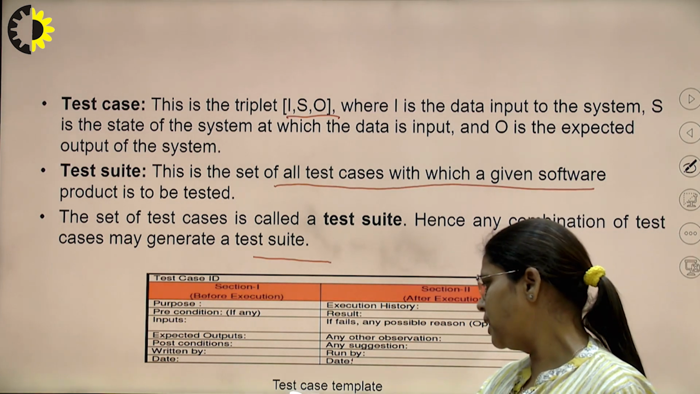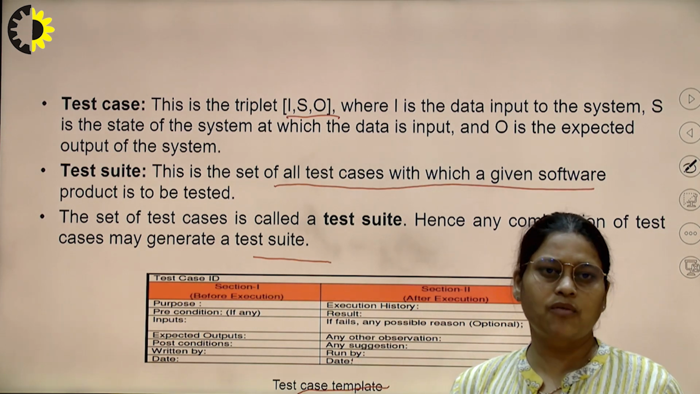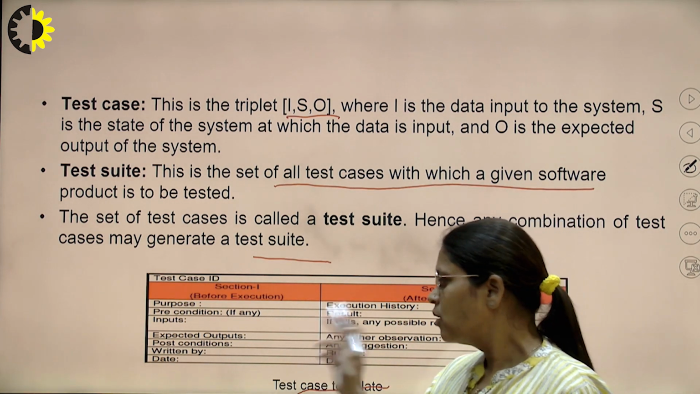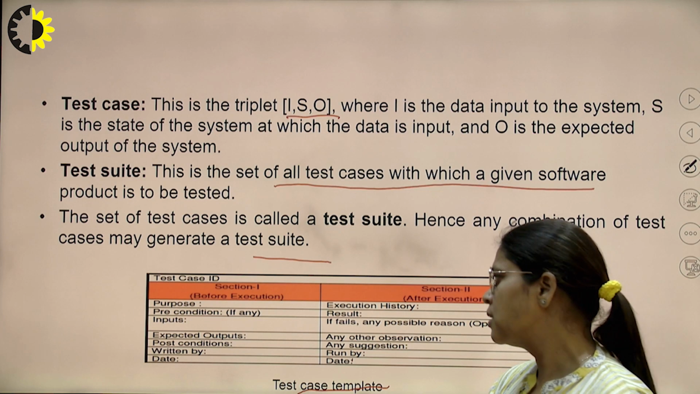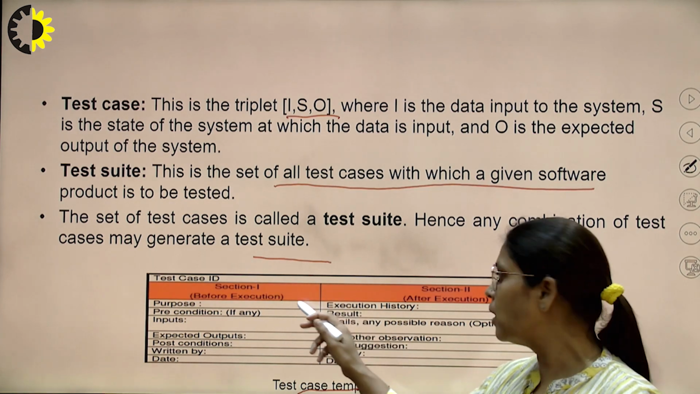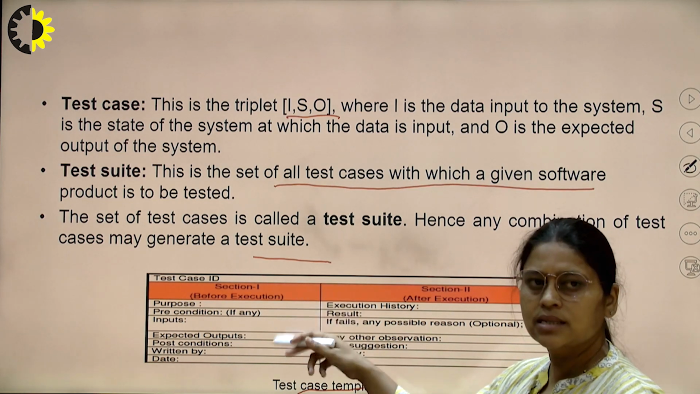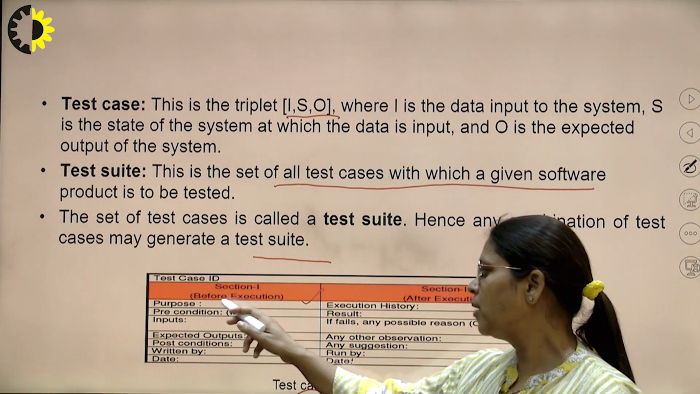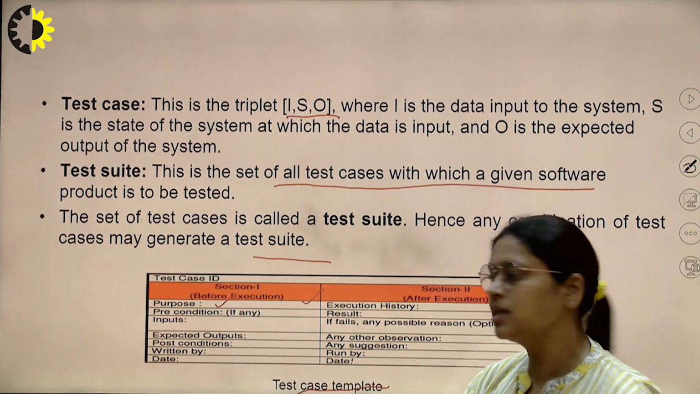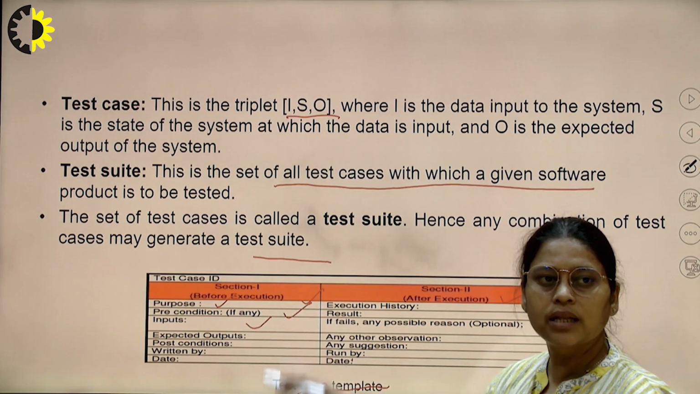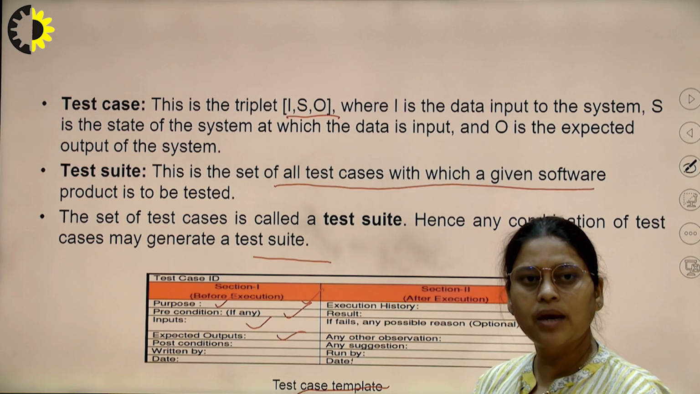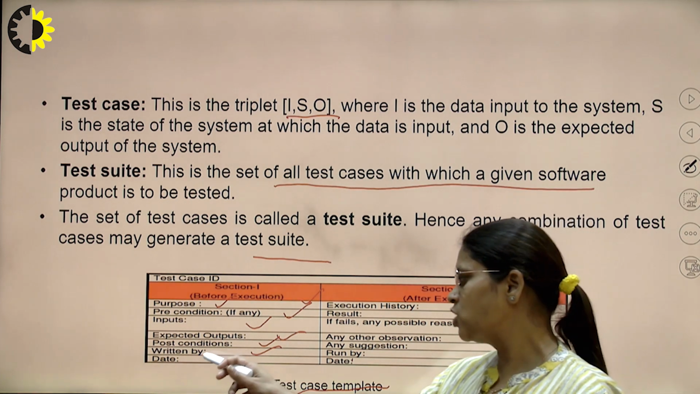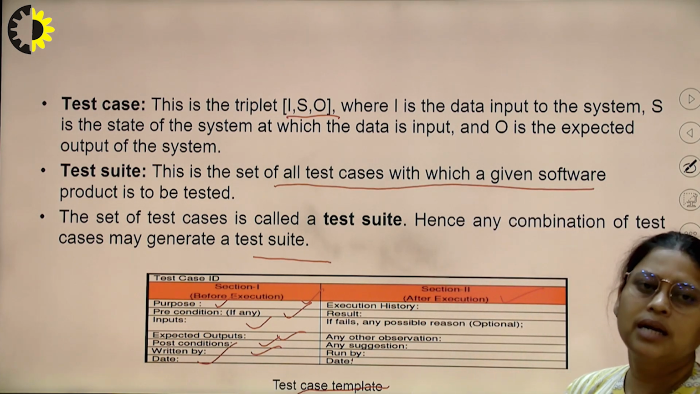So this is a test case template, or we can say it is a test case proforma. Once we have to generate the test cases, a test team member will fill up this proforma regarding the test cases. In this proforma, there are two categories. Section one defines the test case conditions before the execution, and the other is after execution. So we have to define here what the purpose of testing is, preconditions if any, what the inputs are, the expected outcome, postconditions, the team member name who wrote this test case, and the date of test case generation.